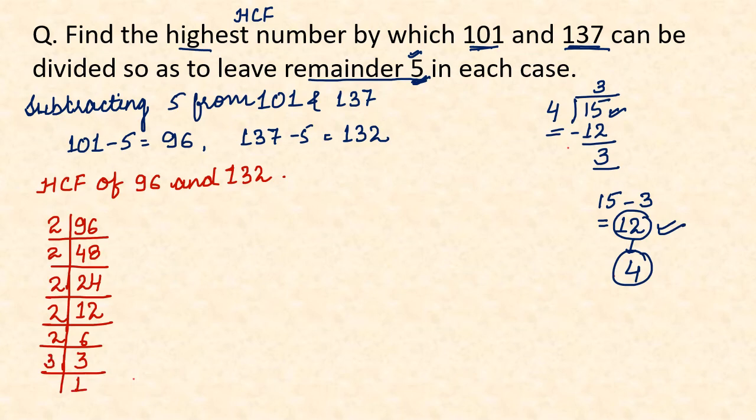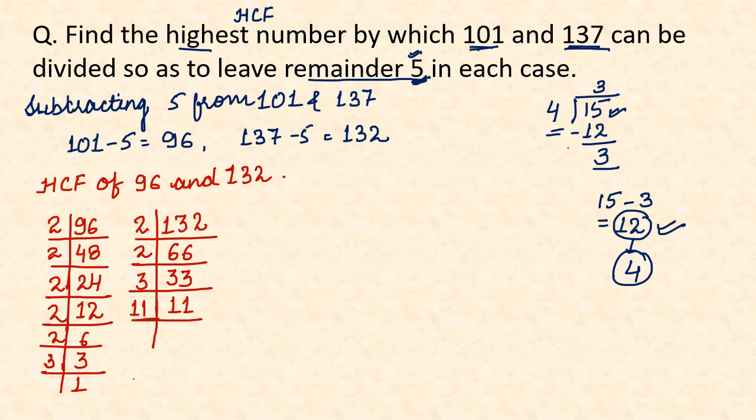Now do the prime factorization of 132. So 132 is also divisible by 2. 2 66s are 132. 2 33s are 66. Now 33 is divisible by 3. 3 11s are 33. And 11 itself is a prime number. So we will divide 11 by 11. 11 ones are 11. Therefore 96 is equal to 2 into 2 into 2 into 2 into 2 into 3.